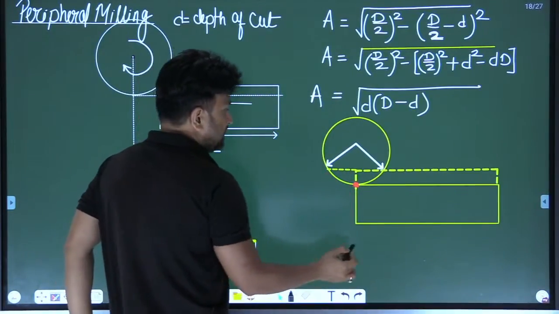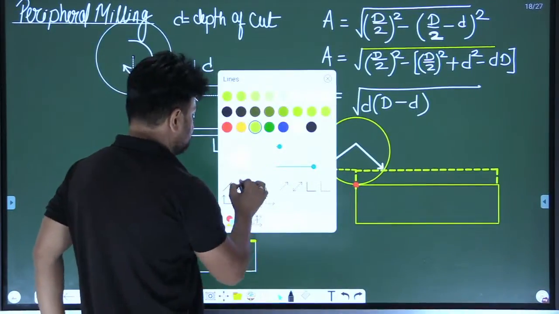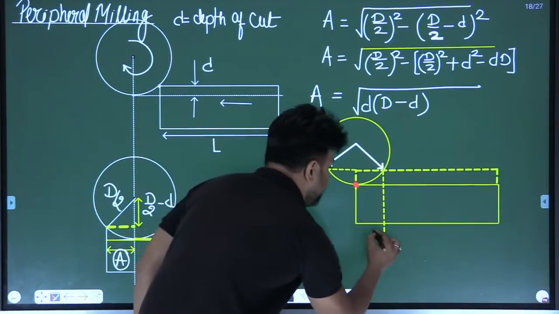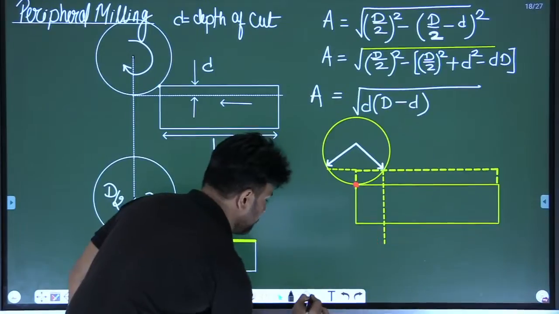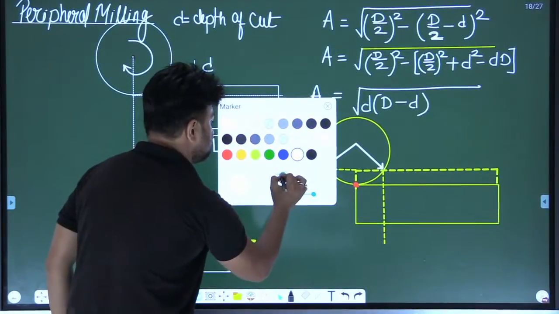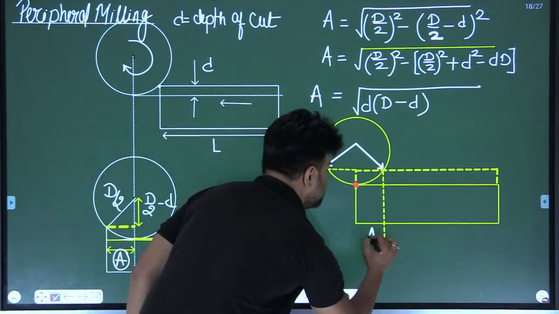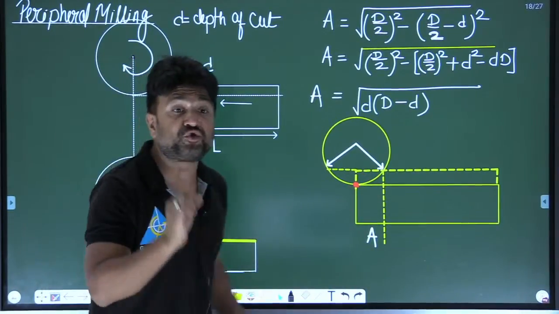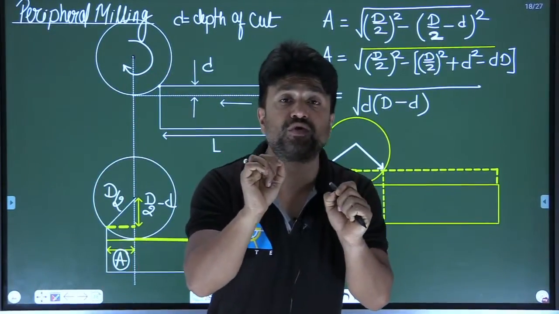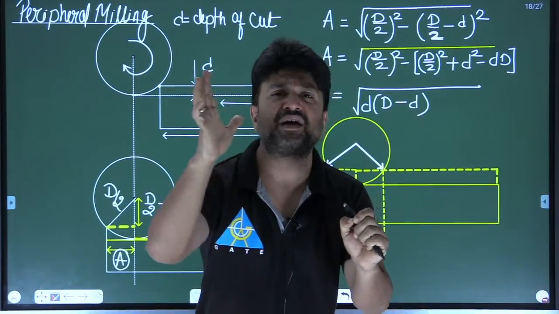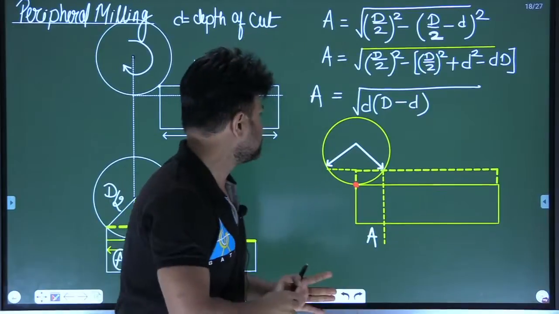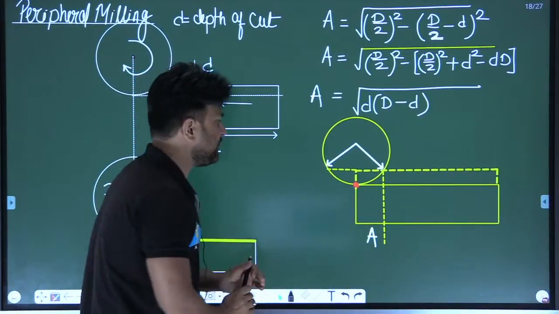You know this distance. This distance is what? This distance is A. So equally, you have to move the workpiece in such a manner that the milling cutter completely crosses the workpiece.